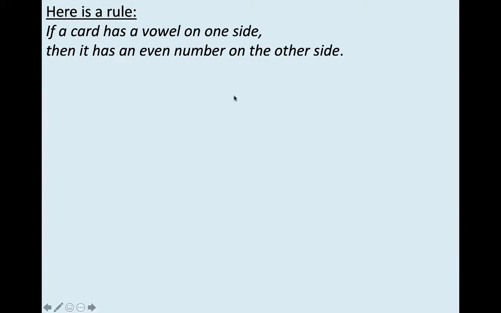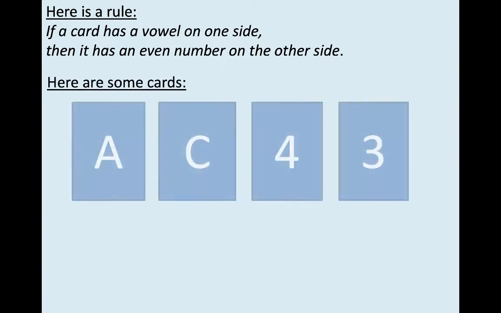So here's a rule. If a card has a vowel on one side, where the sides at issue are front and back, not to the left and to the right. So if a card has a vowel on, say, the front, then it has an even number on the back. Or if it has a vowel on the back, then it has an even number on the front. So if a card has a vowel on one side, then it has an even number on the other side. That's the rule. And here's a few cards.